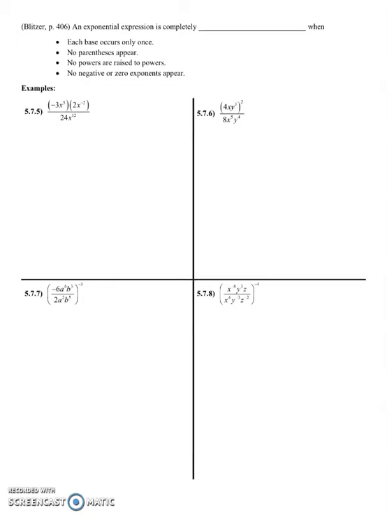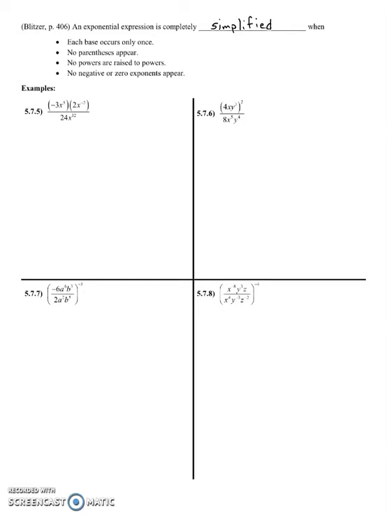Okay, so this is the second part of section 5.7, and we're still talking about exponential expressions. An exponential expression is completely simplified when all of the following are true. Each base occurs only once. There are no parentheses in the expression. No exponents are raised to other exponents, and there are no negative or zero exponents.